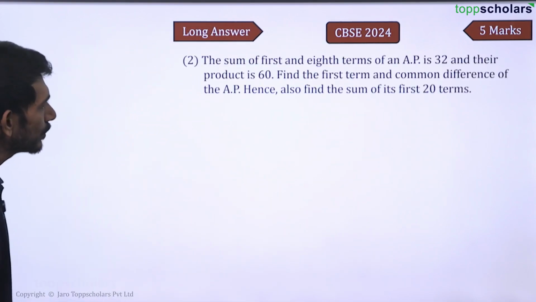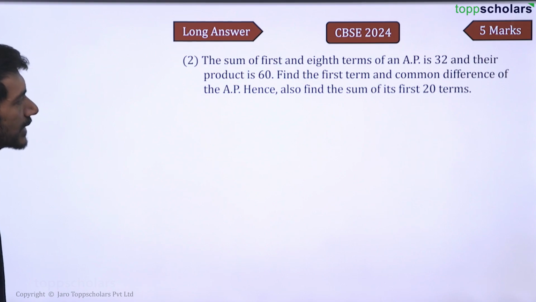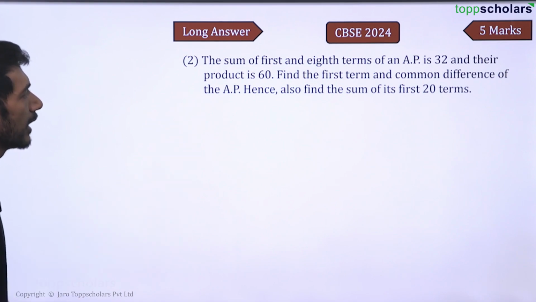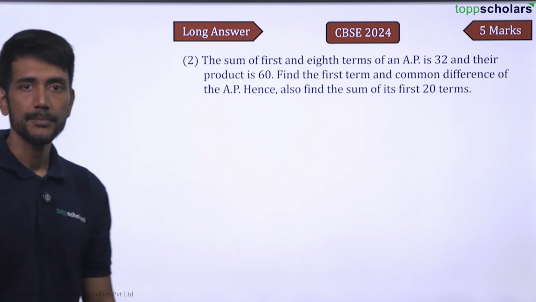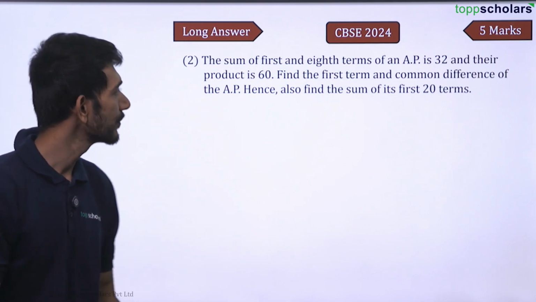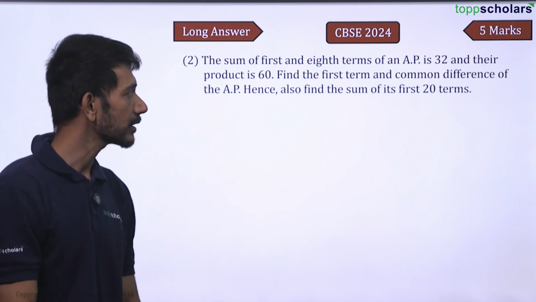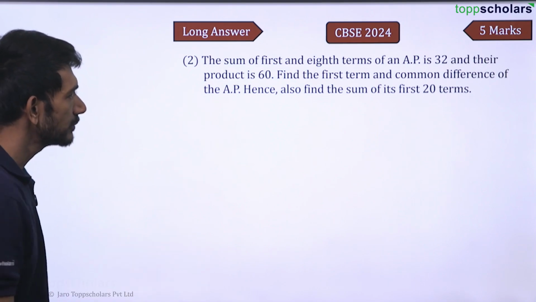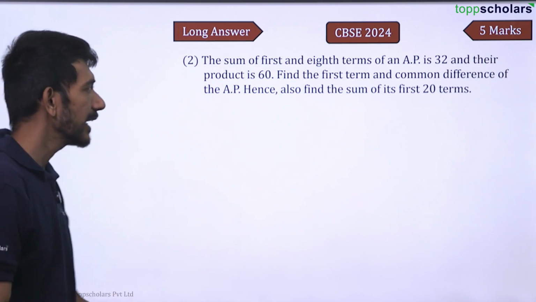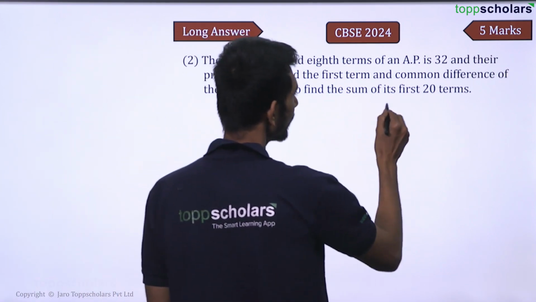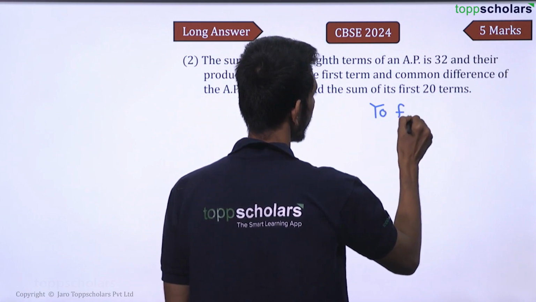Okay, let's have a look at a new question now. The sum of the first and 8th terms of an AP is 32 and their product is 60. This was asked in CBSE 2024, that is last year's question only. The sum of the first and the 8th term of an AP is 32 and their product is 60. Find the first term and the common difference of the AP. Hence also find the sum of the first 20 terms. So if you see, there are so many things to find in this question, right?